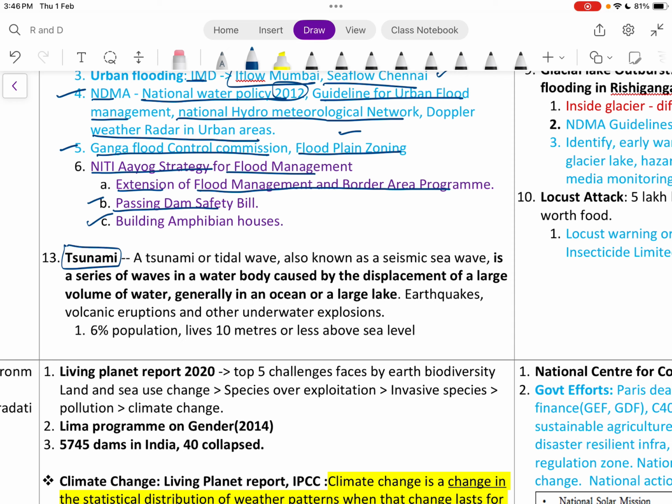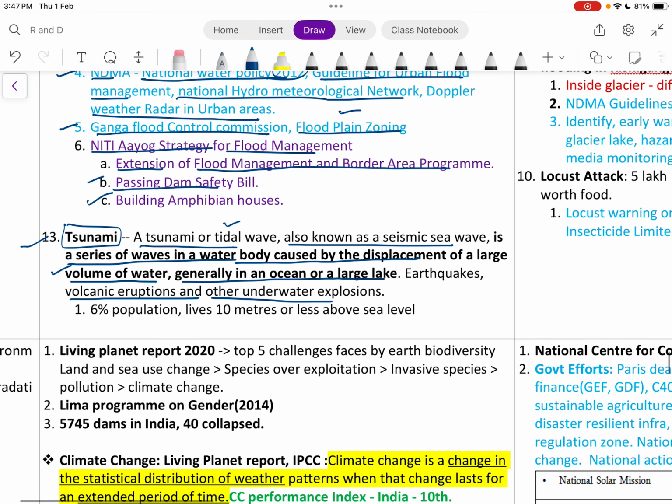Tsunami. A tsunami or a tidal wave, also known as seismic sea wave, is a series of waves in a water body caused by displacement of a large volume of water, generally in an ocean or a large lake. Okay, earthquake, volcanic eruptions, and other underwater explosions are the causes of tsunamis.